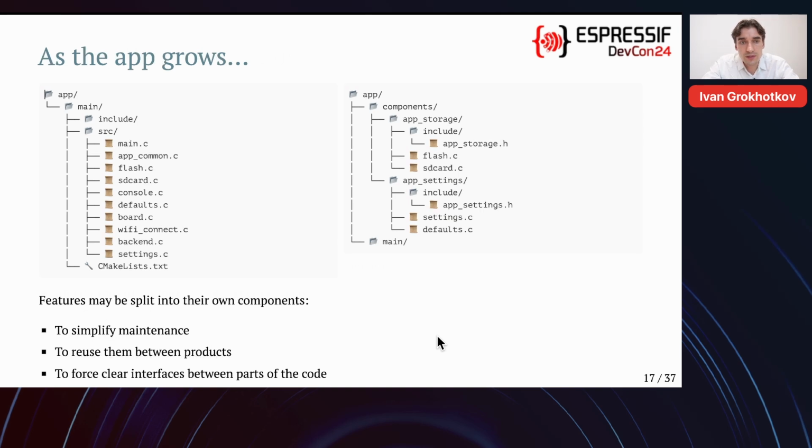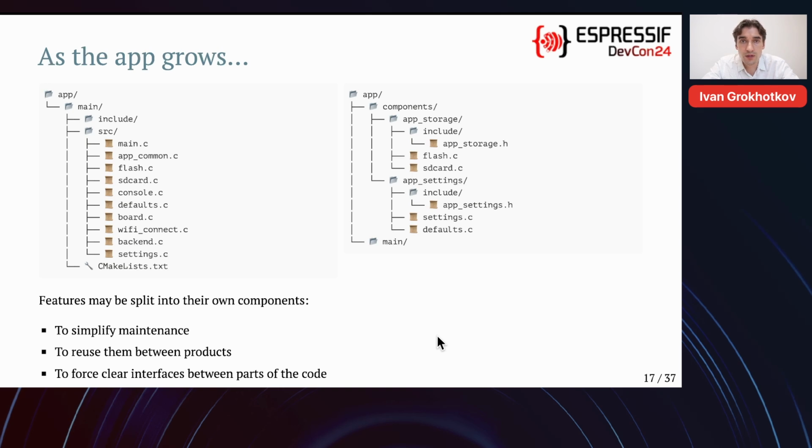Now let's talk about what happens when the application has been developed for some time and it has now more and more functionality. So you might find having a lot of source files in your main component. This might be the point when you could consider splitting the main component and introducing additional components in your application. The reasons could be to simplify maintenance. For example, if you have more than one developer on your team, maybe different developers will be responsible for different components.